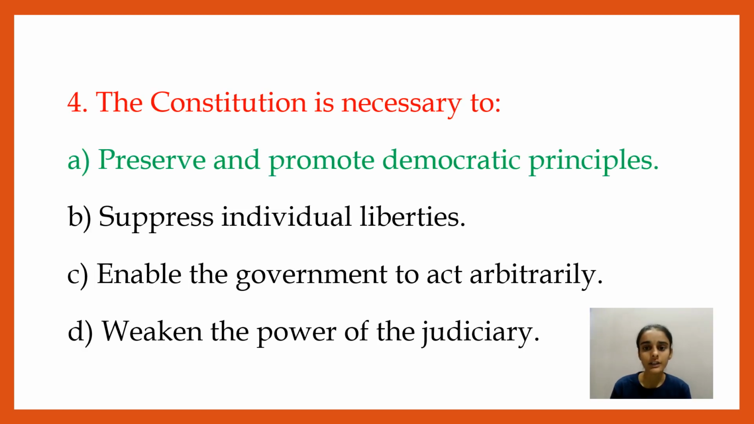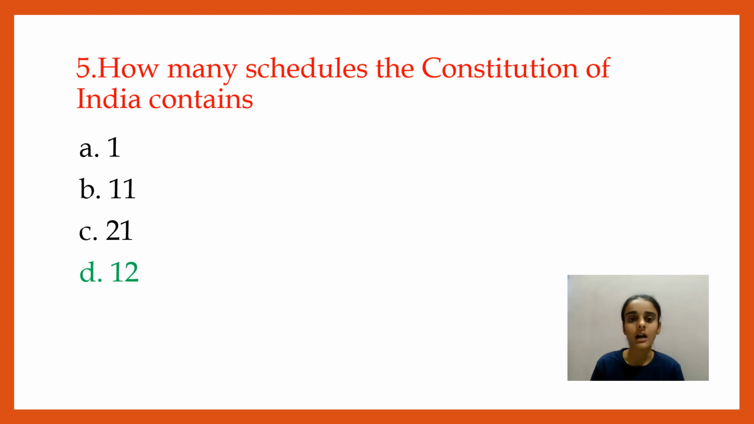Fourth question, the Constitution is necessary to option A to preserve and promote democratic principles, option B to suppress individual liberties, option C enable the government to act arbitrarily, option D to weaken the power of judiciary. And the correct option is preserve and promote democratic principles. Fifth question, how many schedules the Constitution of India contains? Option A 1, option B 11, option C 21, option D 12. And the correct option is option D 12.